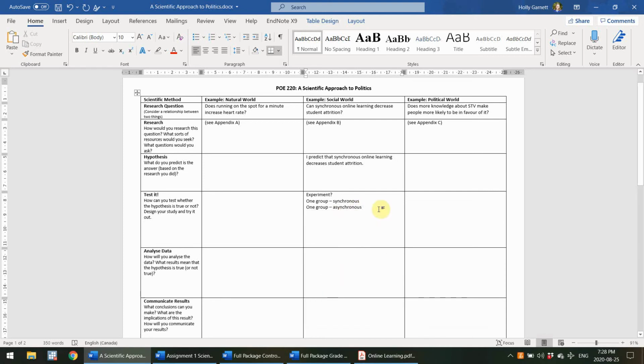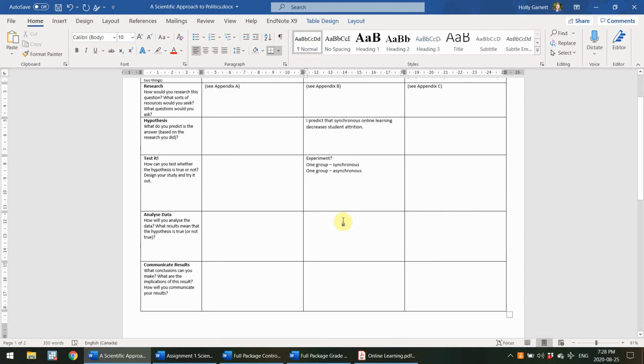There we go. Okay, so I would take a look at the two different groups, and I would test to see at the end of the day how many in each group decided to drop out of the course. So that's what my analysis of data would be. I would have one group, and I would have the second group. I'd see who has the higher rate of staying in the class, or keeping enrolled in this particular class.